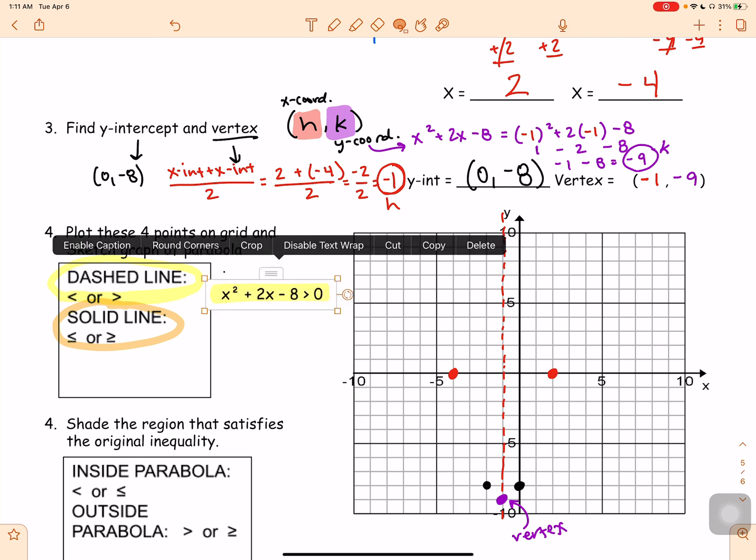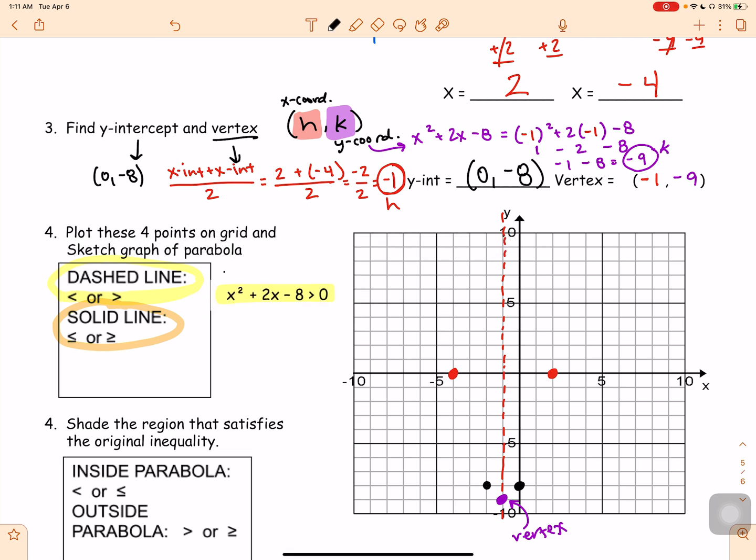All right, so which one of these is it going to be? If it was a greater than sign, it's going to be a dashed line. Okay, so whenever we draw this parabola, we have to have dashes through the line. This is where it curves and then comes back up. All right, I was just making sure that I didn't miss anything.